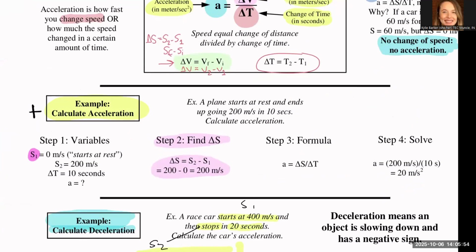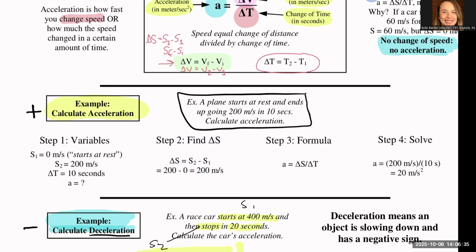Acceleration is usually a positive answer. Deceleration is a negative answer. The weird thing with that is you also can just call it acceleration. Sometimes it's called positive acceleration or negative acceleration. So the word deceleration, you may or may not see depending on what textbook or video or a specific assignment that you're doing. So they've given us our kind of like story problem, word problem right here. And they tell us that a plane starts at rest and ends up going 200 meters per second in 10 seconds. And they want us to calculate the acceleration.